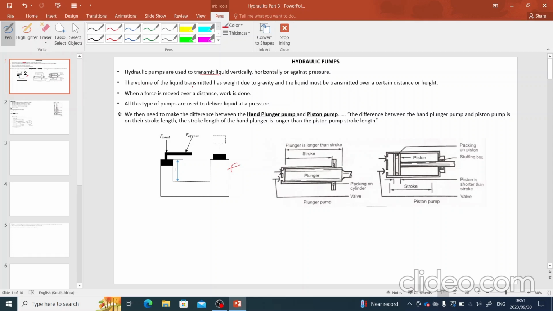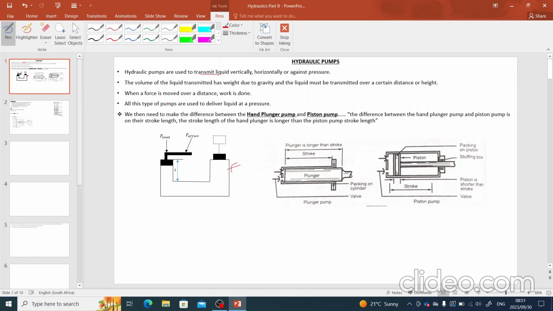The volume of the liquid transmitted has weight due to gravity, and the liquid must be transmitted over a certain distance or height. When a force is moved over a distance, work is done. Please make note of that. All these types of pumps are used to deliver liquid at a pressure.